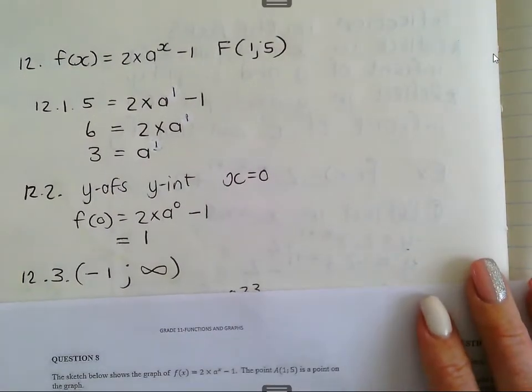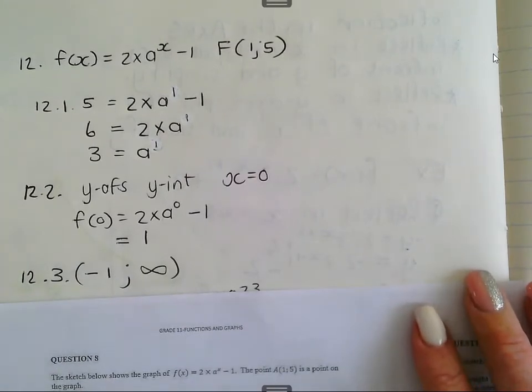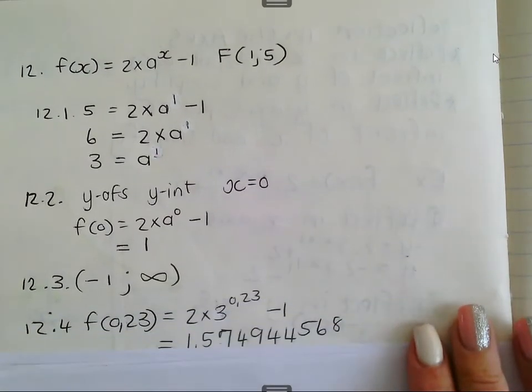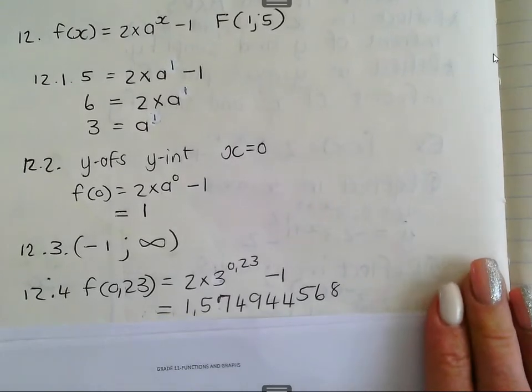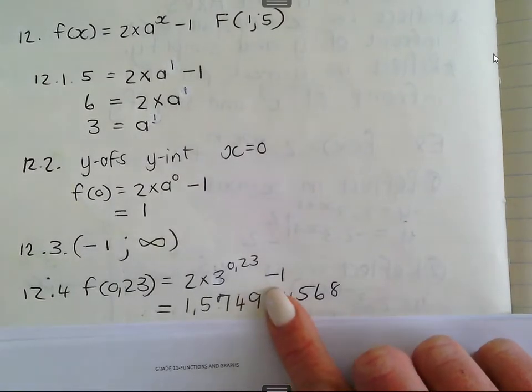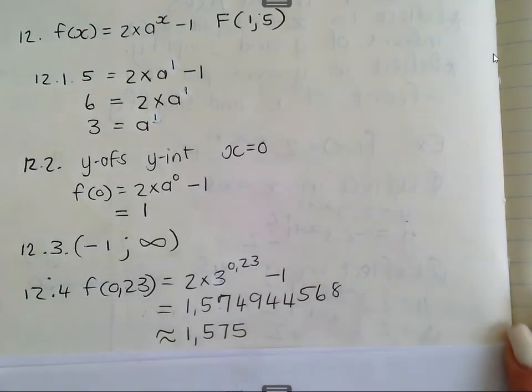Okay, next up, determine f(0,23) rounded off to 2 decimals. So you literally just had to substitute 0,23 in the place of x, type it in your calculator, and then you got 1,574944568. Rounding it off to three decimals, you look at the fourth number, because it's 9, it's going to be 1,575.